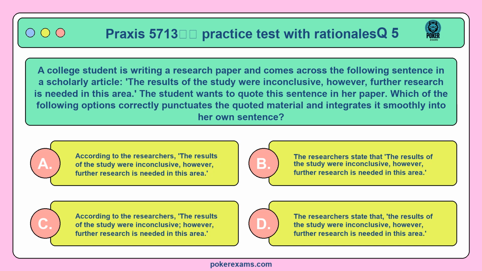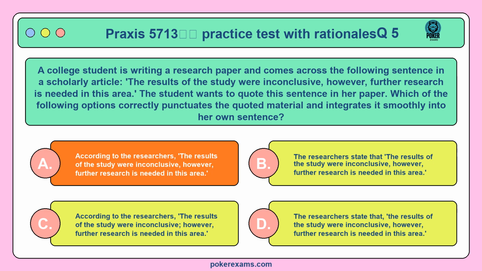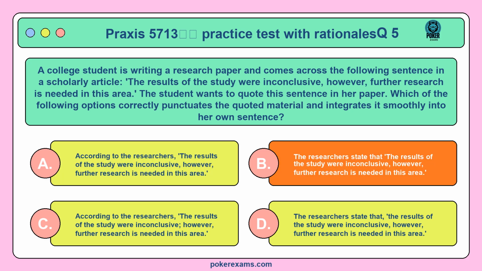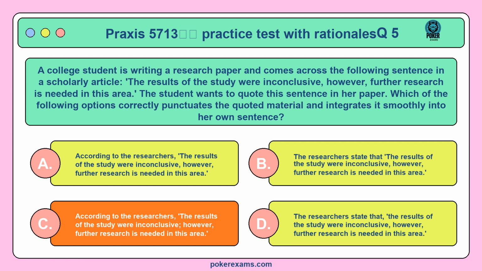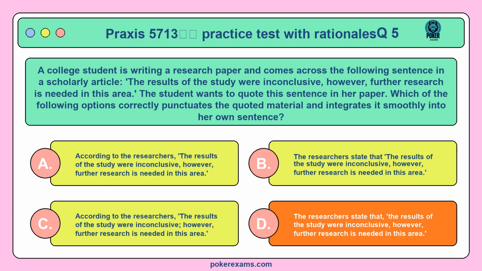Option A. According to the researchers, the results of the study were inconclusive, however, further research is needed in this area. B. The researchers state that the results of the study were inconclusive, however, further research is needed in this area. C. According to the researchers, the results of the study were inconclusive, however, further research is needed in this area. Or D. The researchers state that the results of the study were inconclusive, however, further research is needed in this area.